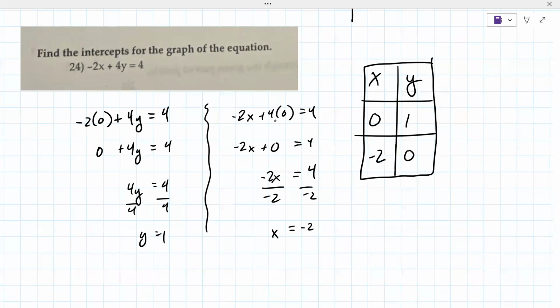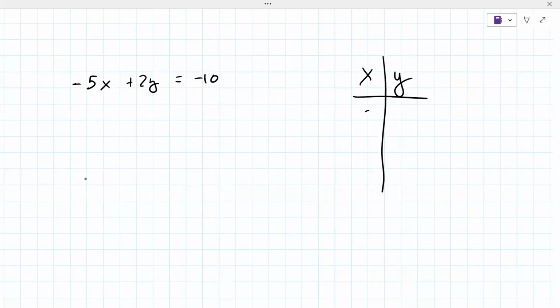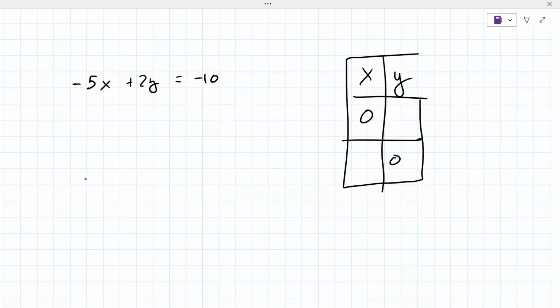Okay, so we should do another one of these. I still don't sense that it's clear, the way the table is drawn. The first time you're putting 0 in for x, second time you're putting 0 in for y. So let me know when you get this down. We'll do one more. I got it. Okay, let's go -5x plus 2y equals -10. So give that a try, please.